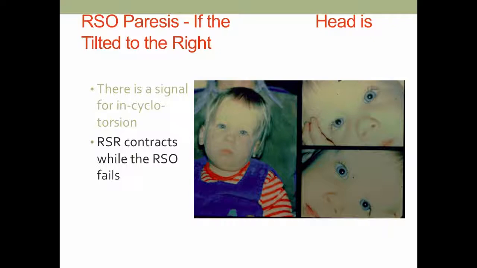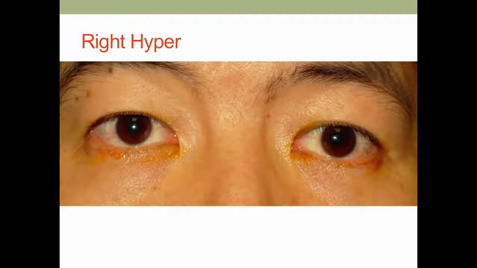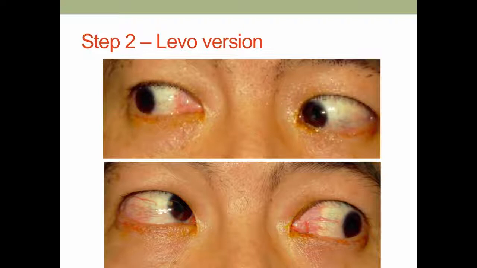Here's another example of a patient with a right hyper. Note that when the person looks to their left, or when they adduct the eye, you have an increase in elevation.